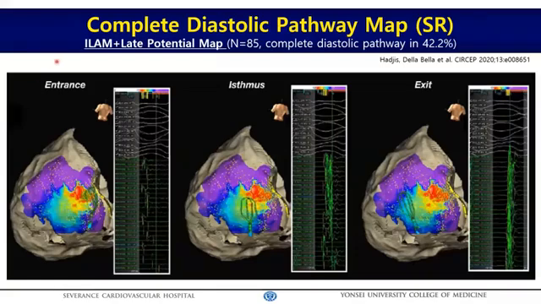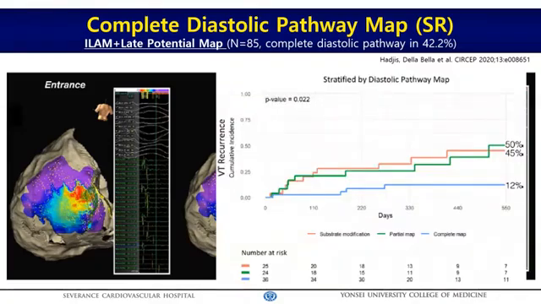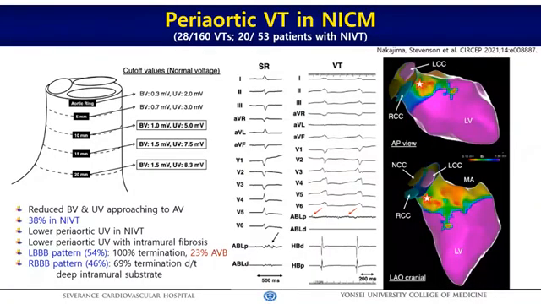Della Bella used both ILAM and the late potential map, and by utilizing high-density mapping catheter at the isochronal crowding area, he could map the entrance, isthmus, and the exit electrogram, mapping the late diastolic potential. He achieved a very good success rate with those areas showing the perfect complete diastolic pathway map. However, you cannot get such a beautiful 2D functional reentry in these cases of intramural reentry, which occupies 18% of non-ischemic VT.